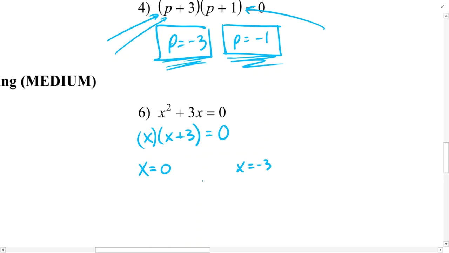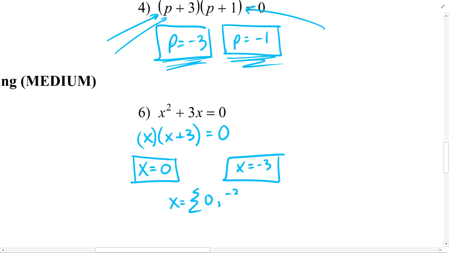Now, sometimes you'll see the word or in between these, and sometimes you won't see any words at all. So I'm going to leave those out. I believe our answer key may have listed the answers like this. And that would be fine as well.